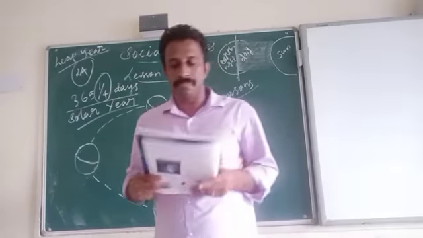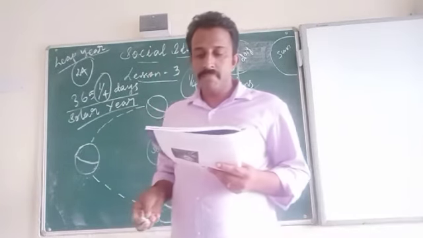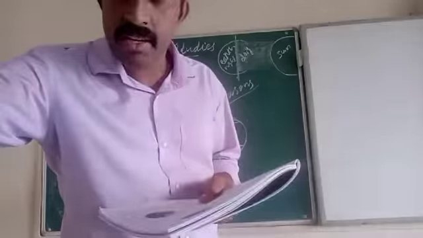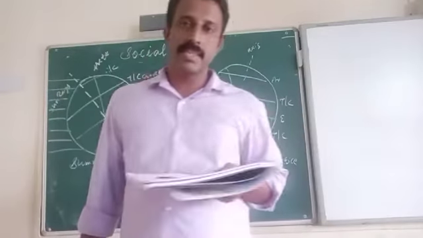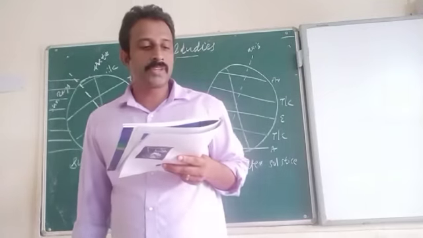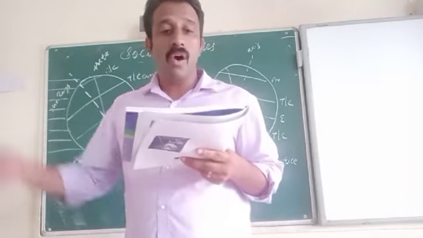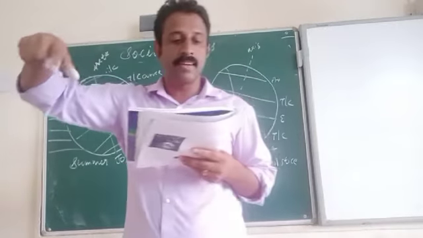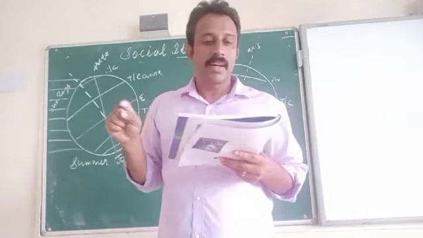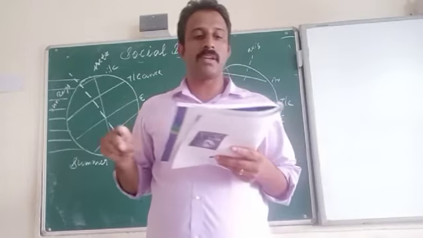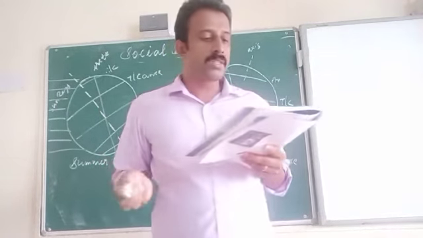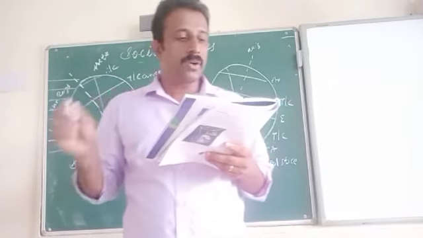Clear, all of you? Next one is the summer solstice. The summer solstice is approximately on June 21. The rays of the sun fall vertically over the Tropic of Cancer. There is a summer condition in the northern hemisphere. It is called the summer solstice.